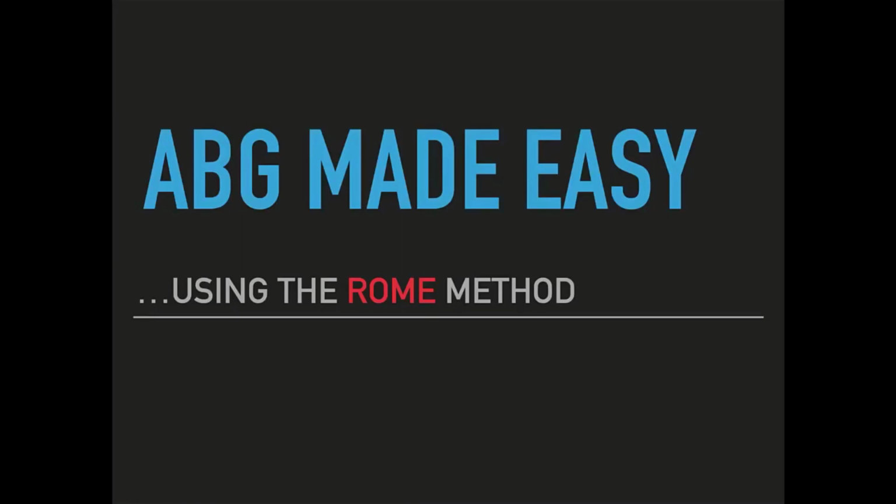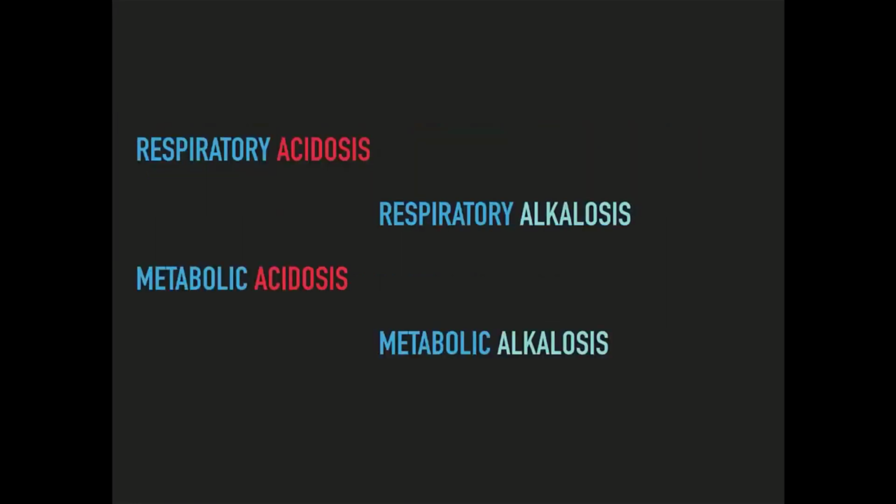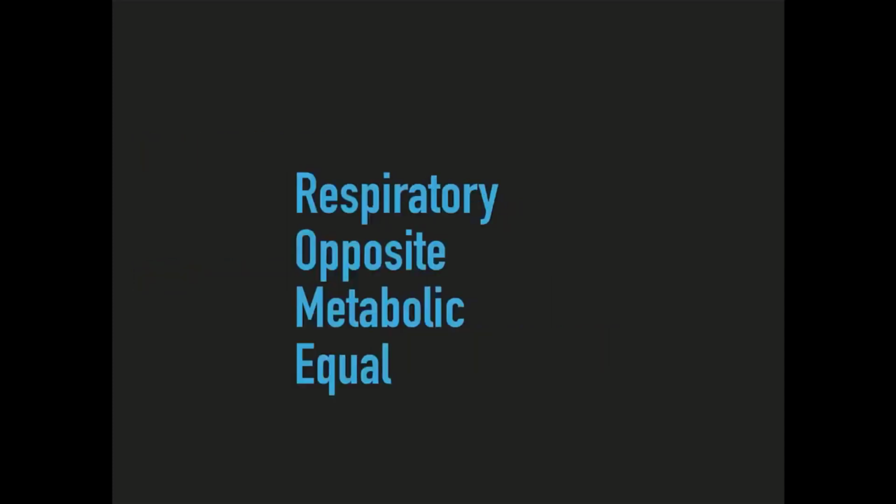to make ABG interpretation easy. With this method, we'll be able to identify whether someone is in respiratory acidosis, respiratory alkalosis, metabolic acidosis, or metabolic alkalosis. ROME stands for respiratory opposite metabolic equal. Remember this for future reference.